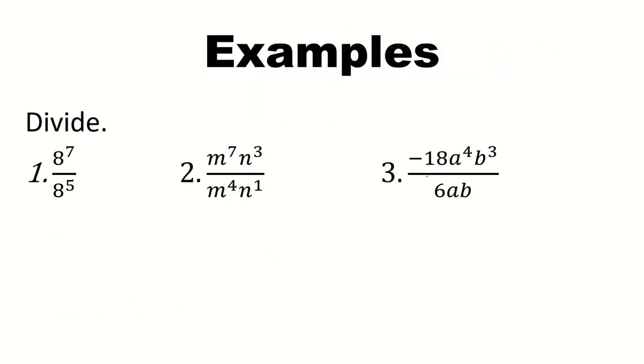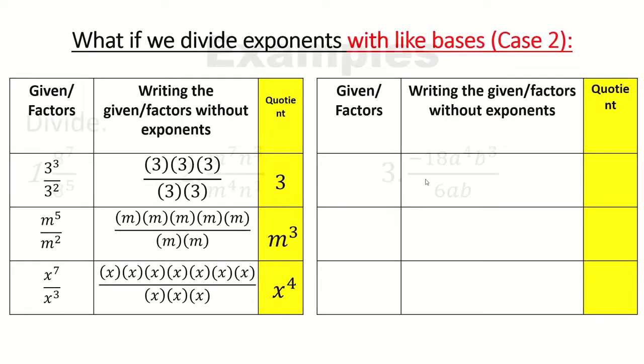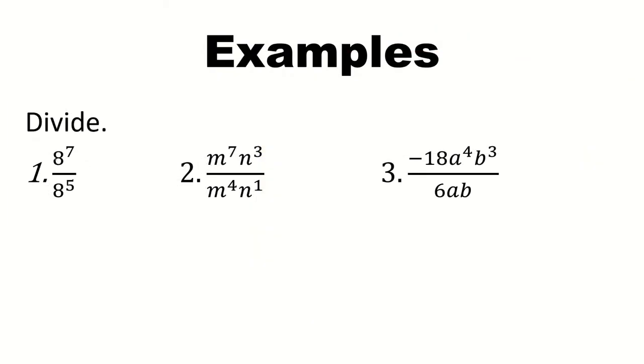So let's try several examples. Number 1, 8 to the power of 7 over 8 to the power of 5. Since they have the same base 8, and if we compare the exponents, 7 is greater than 5, that means we simply put an 8 here and then we subtract the exponents. 7 minus 5 is 2. Then 8 squared is 64.